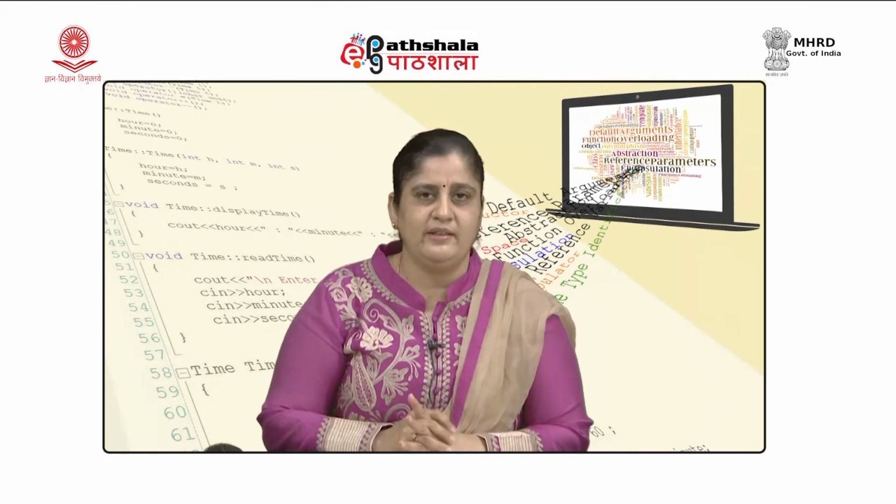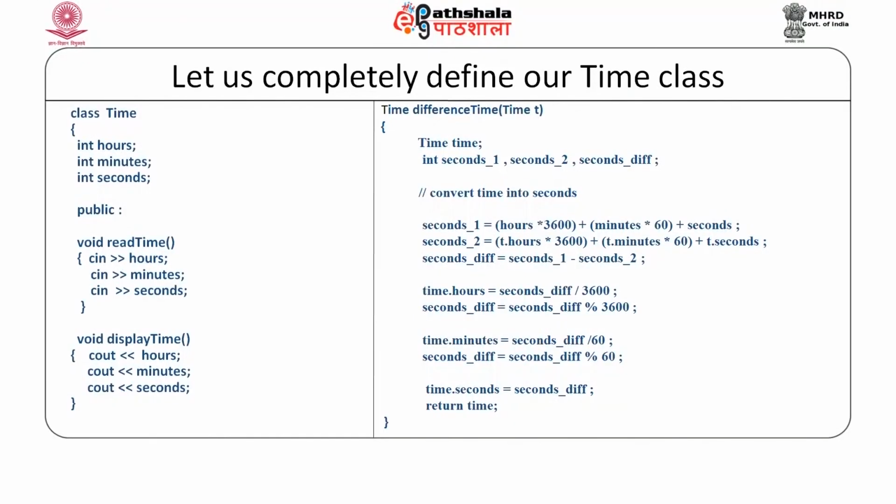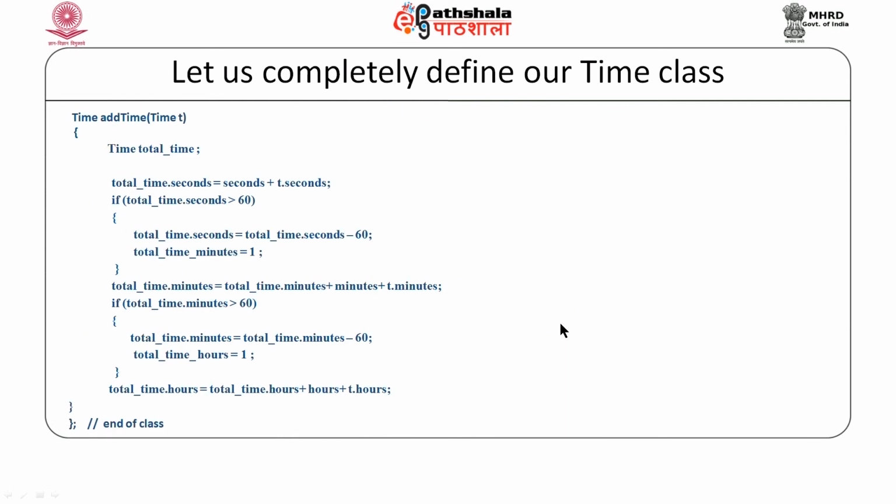So, let us try to define the class time in a more complete way. In the earlier specification, we defined 2 operations. Let us extend the number of operations that we wish to have in the class. We may want to read the time, we may want to display the time, we may want to find the difference between 2 time objects. So, this is the function which would find the difference between 2 objects in the class. We can also have another function, add time, which we can use to add 2 time objects.